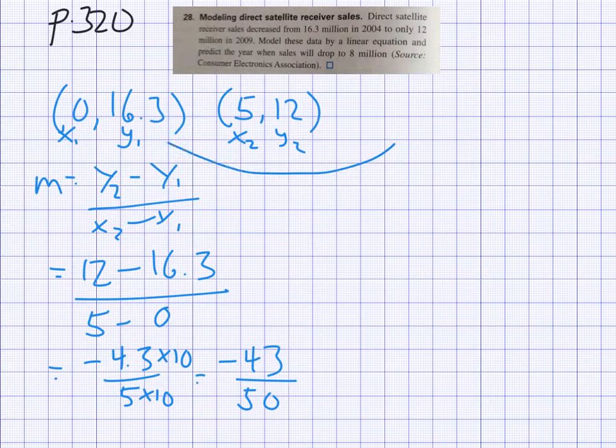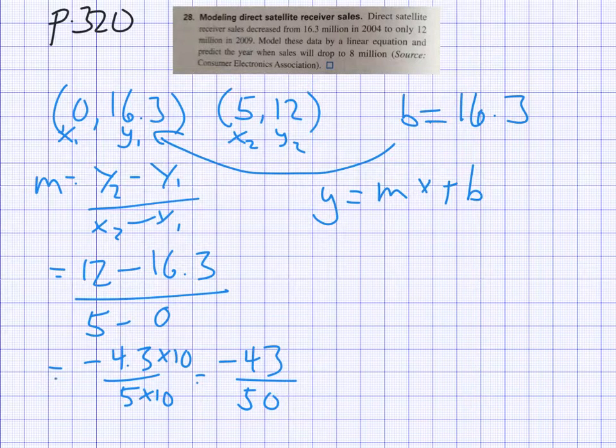Okay, so in this case, though, automatically we know our b, and I'll just make a note of that here, b equals 16.3. And that's good news, because look what we have. We have a slope, negative 43 over 50. We have a y-intercept b, which is 16.3, and that means we have an equation. I'll go ahead and just write the form real quick.